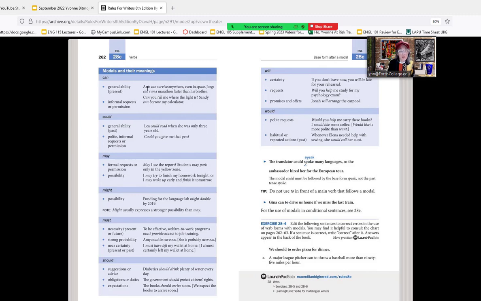Could. General ability. So the past tense of can is could. Leah could read when she was only 3 years old. Could you give me the pen? So that's very polite. Although might I borrow a pen is more polite than could I borrow a pen. And for native speakers, we can hear the difference. But ESL speakers have to learn that difference, because that's the problem with learning another language, is you don't know all the nuances.